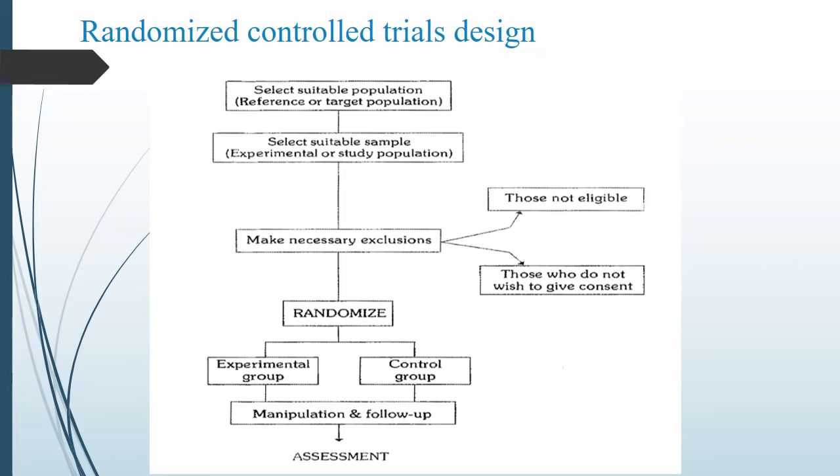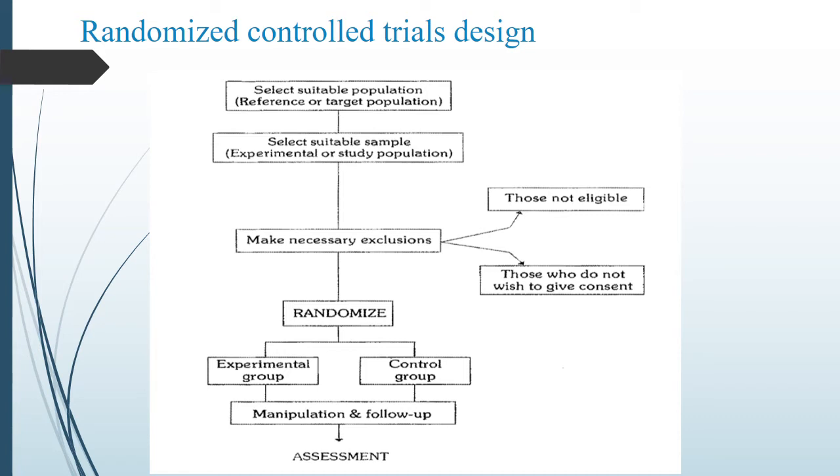Then make the necessary exclusions. Among those 25 to 30 year old pregnant women, I have to select those who are apt for my study. If a patient has any kind of disease, like hypertension or malaria, I will exclude them. Those not eligible and those who do not wish to give consent, those not willing or not apt for the study, I will exclude. That is making the necessary exclusions.